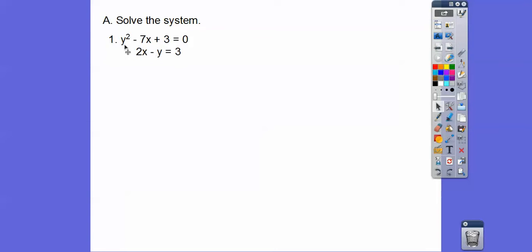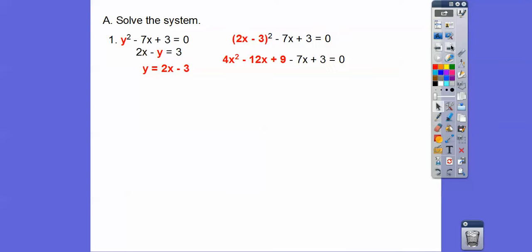Here we have a parabola and a line. Can you see a parabola and a line intersecting, maybe in no spots or one spot or two spots? What I'm going to do is add y to both sides and subtract 3 from both sides and get y equals 2x minus 3, and substitute it in right there. And then we have to square that.